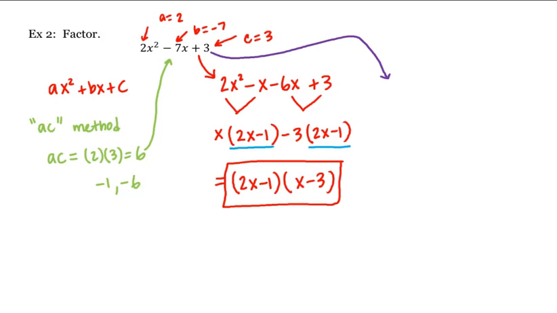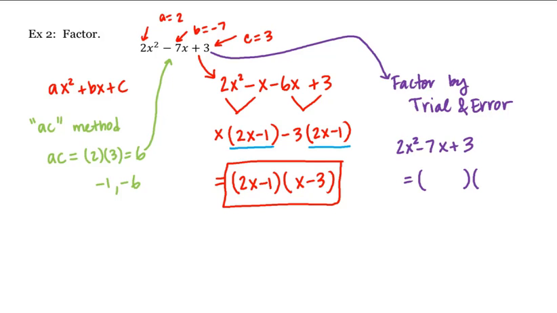Now, how would we factor this by trial and error? In other words, we want to try to write our quadratic expression 2x squared minus 7x plus 3 as a product of two binomials. But if we FOILed out these binomials, the first term would have to be 2x squared. So 2x and x would work on our first slots. And our last term after FOILing would have to be 3. So what are our choices here for the second slots?